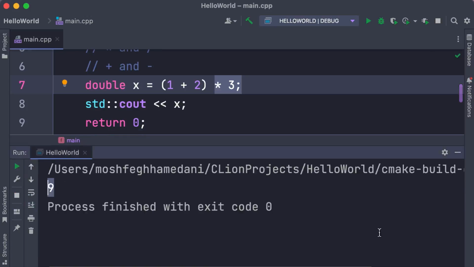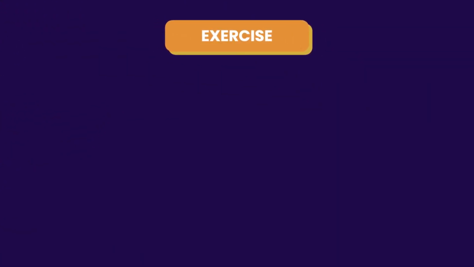There you go. Okay. Now here's your exercise for this lesson. Take this mathematical expression and implement it in C++. Assume x is 10 and y is 5. So if you implement this correctly, z is going to be 1.3. So pause the video and work on this for a couple minutes, then come back and see my solution.